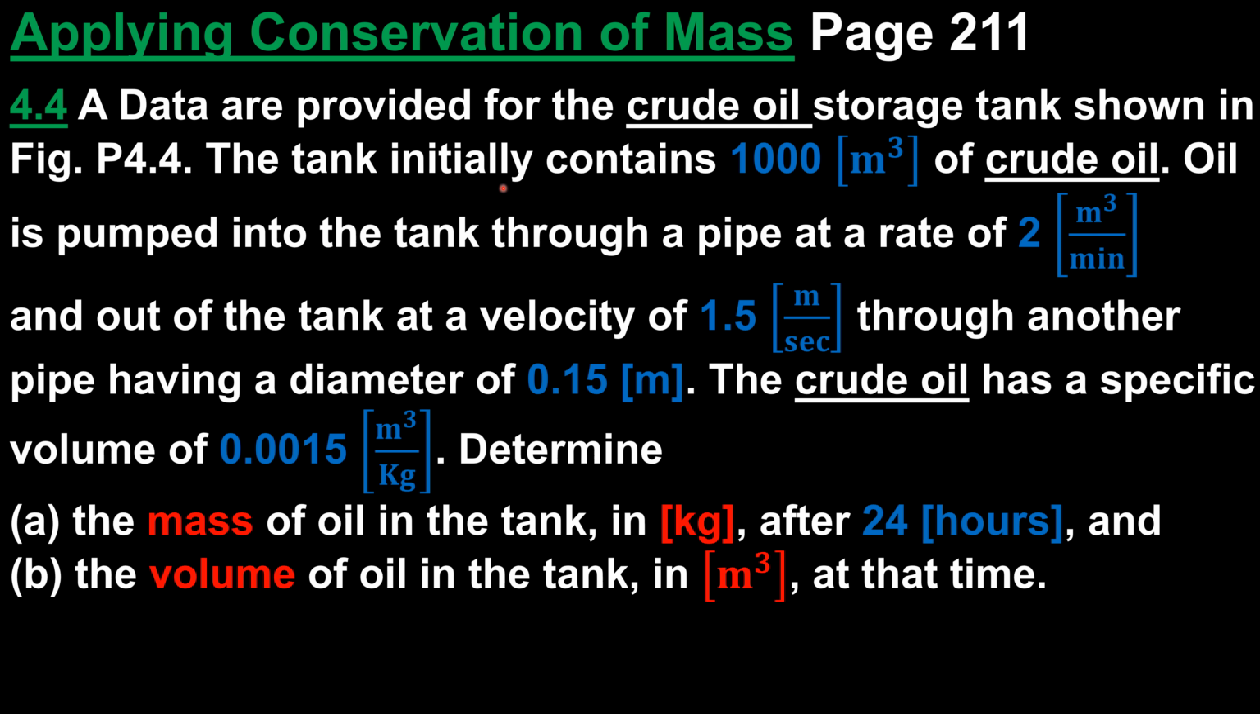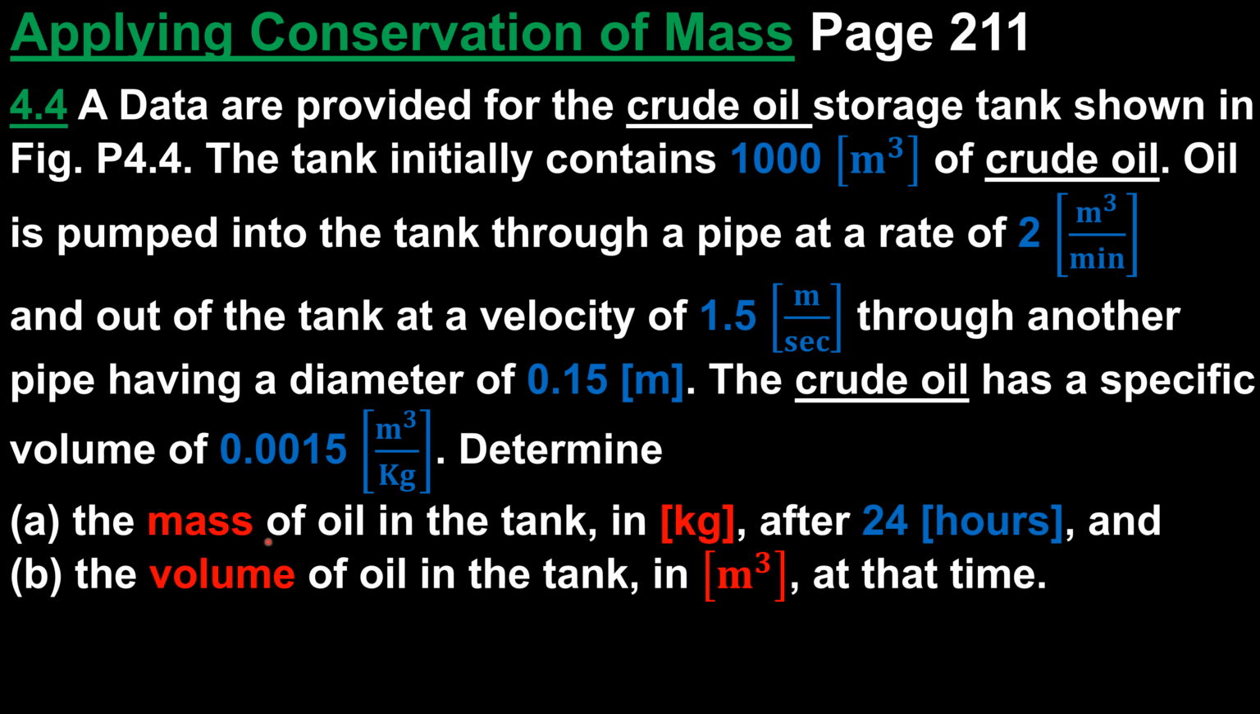The tank initially contains 1000 meter cube of crude oil. Oil is pumped into the tank through a pipe at a rate of 2 cubic meter per minute and out of the tank at a velocity of 1.5 meter per second through another pipe having a diameter of 0.15 meter. The crude oil has a specific volume of 0.0015 meter cube per kilogram.